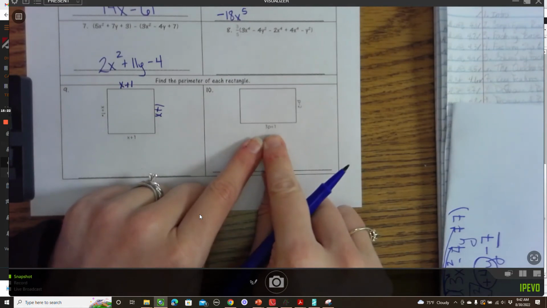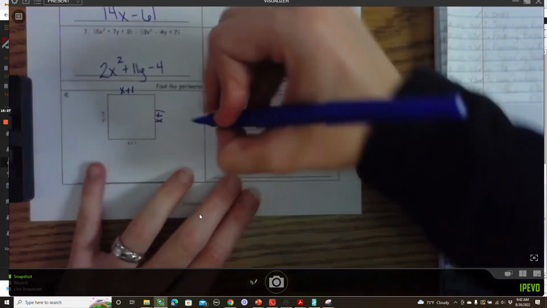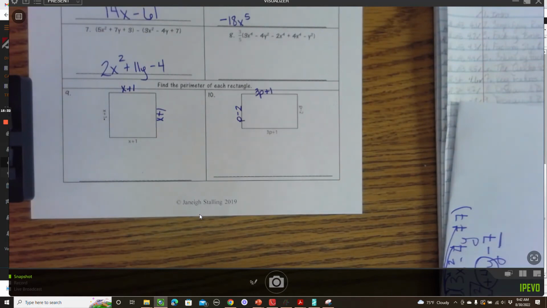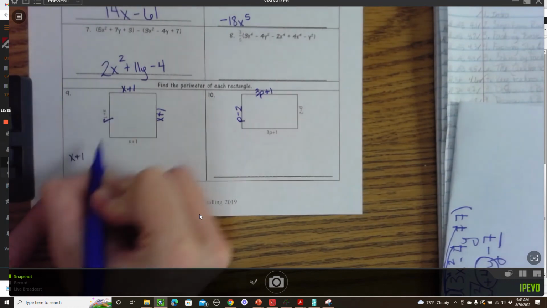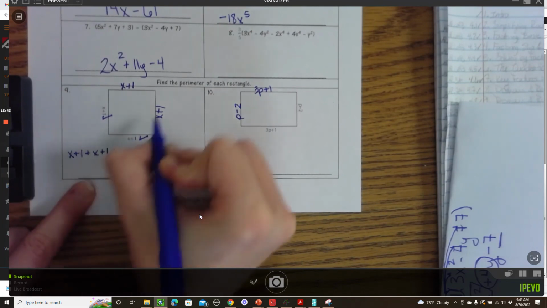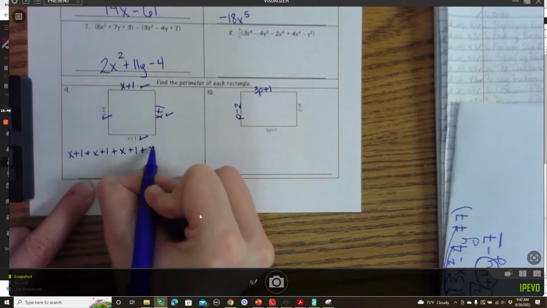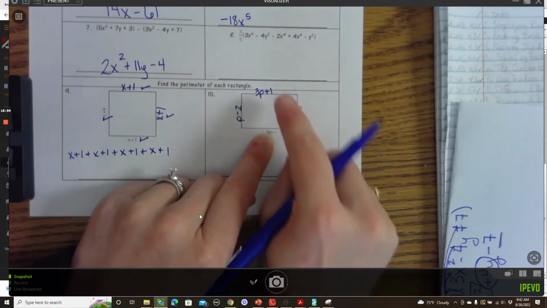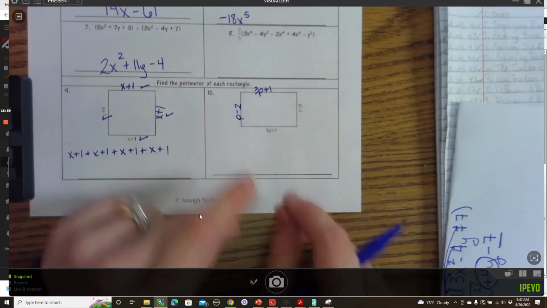So the same goes over for this one over here. If this side is 3p plus 1, this side is 3p plus 1. If this side is p minus 2, so that one just has a different letter with it. So all we do is we add up all four sides. So x plus 1, I did that side, plus x plus 1, I did that side, plus x plus 1, plus, and the last side, x plus 1. You can do the same thing on this one. This, plus this, plus this, plus this. Add them all up in a line and then start matching up your terms.